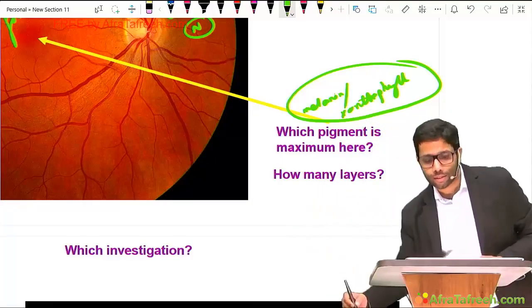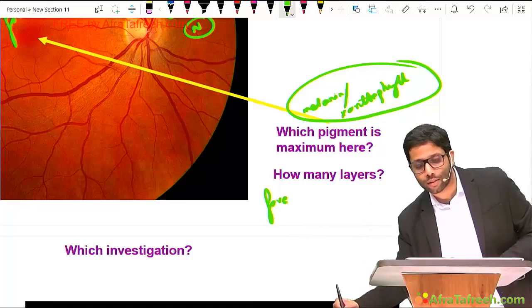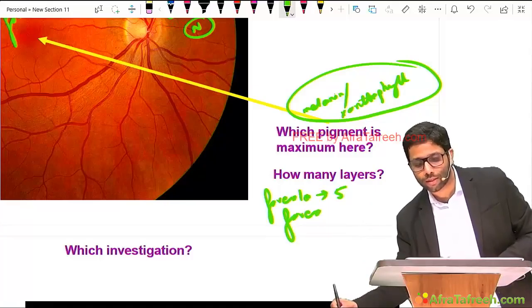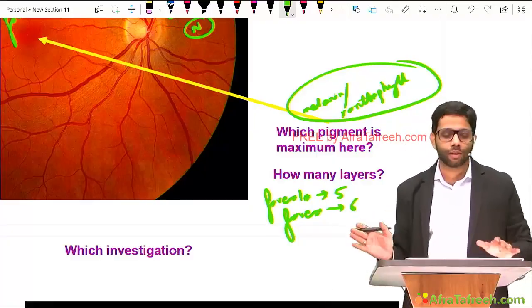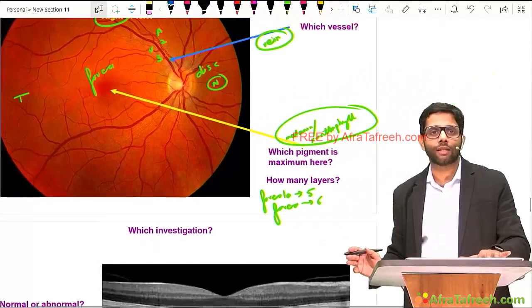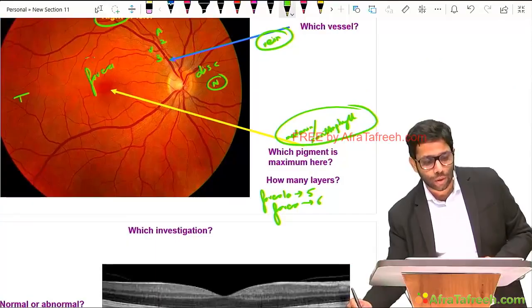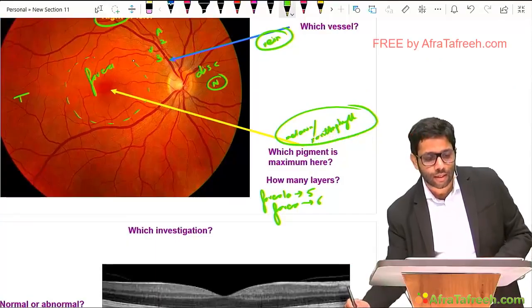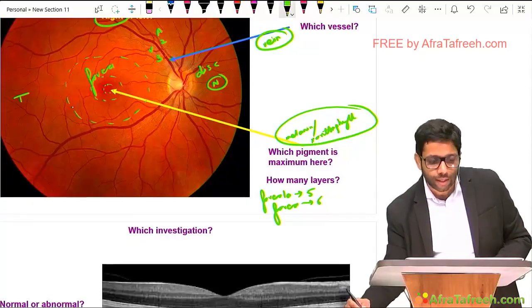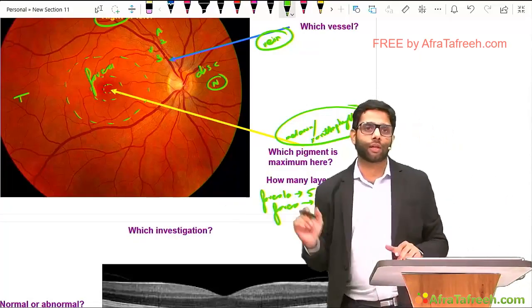How many layers in the foveola? Foveola is the centermost part, 5 layers. Fovea has how many layers? 6 layers. The rest of the retina has 10 layers. Macula is the central retina. Foveola, centermost, then fovea, and then macula, all in the temporal part of the retina.